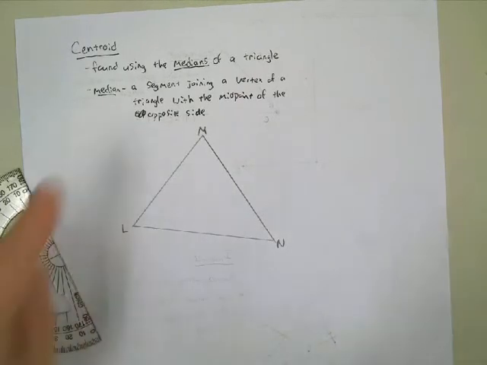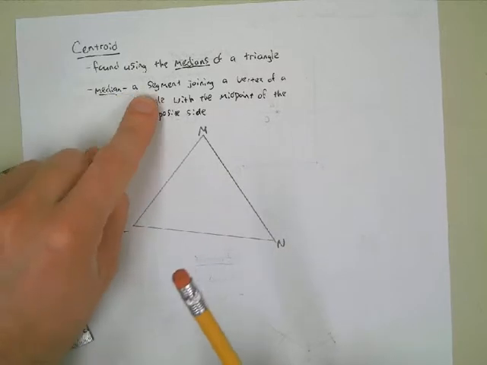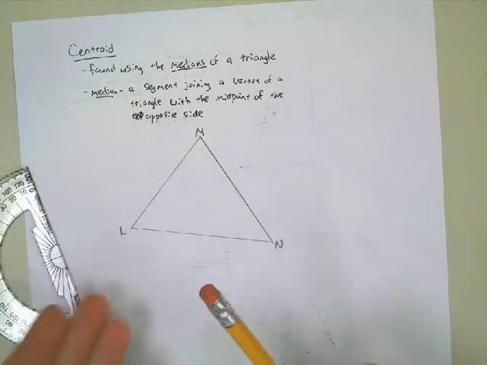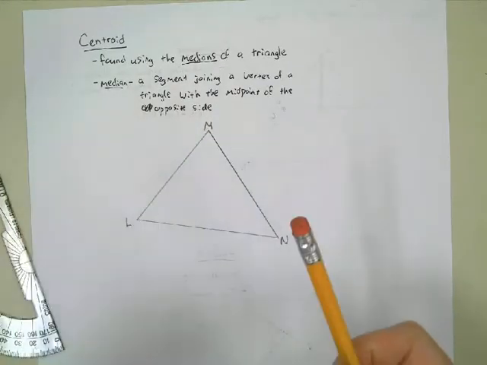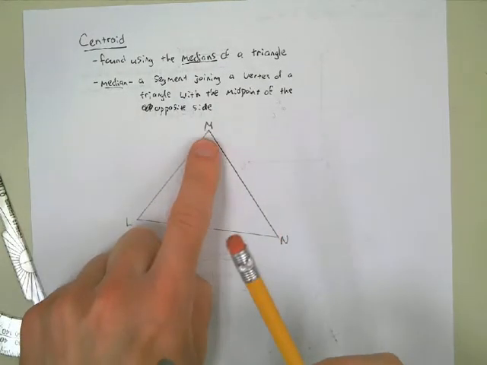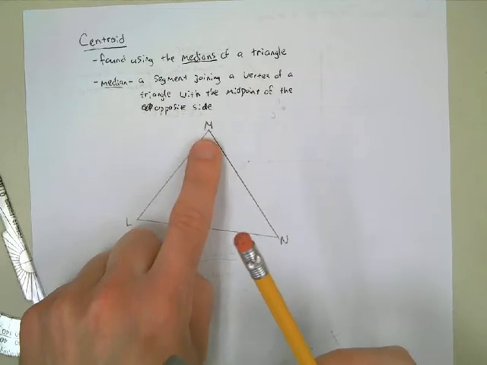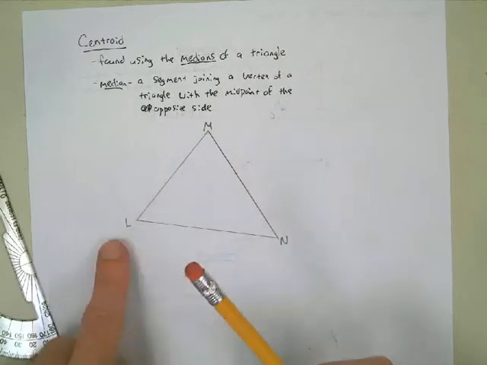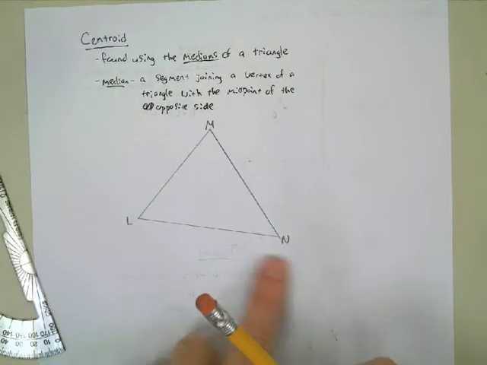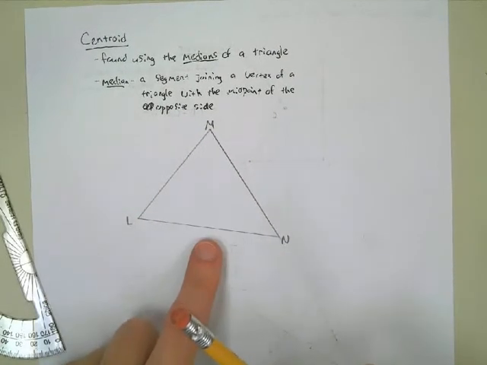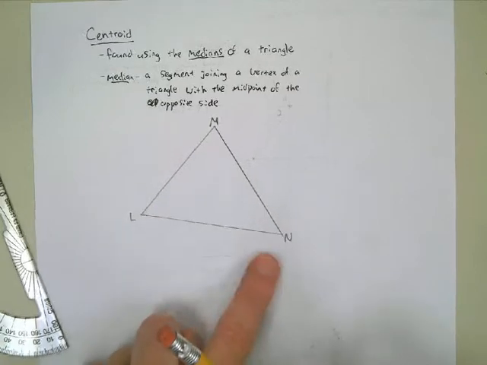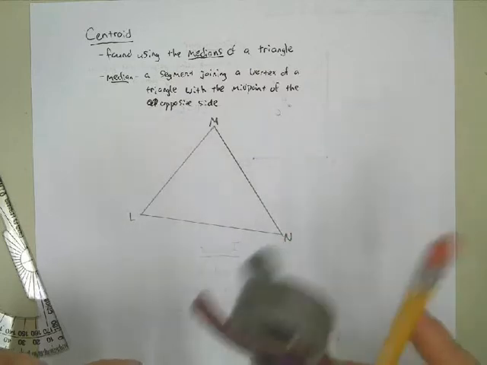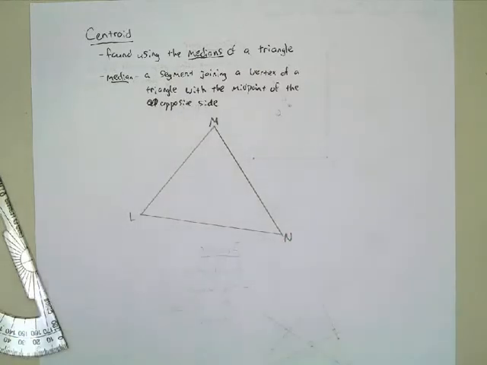Okay, so to draw a median, we need to make a segment that joins a vertex of a triangle. Well, a vertex is easy to find here. We got 3 to pick from. I'm just going to pick vertex M. So our median will connect M to the midpoint of this opposite side. So I'm going to connect M to the midpoint of segment LN. But how am I supposed to find the midpoint of this segment? What construction could I use to find the midpoint of LN? Yeah, the perpendicular bisector construction, exactly right.